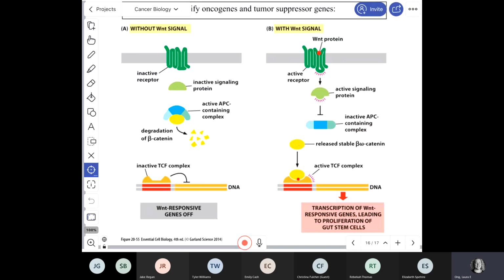So looking at all these different colored blobs, Wnt, the receptor, the signaling protein, the APC complex, beta catenin. For those, everything I'm putting a check mark. Take a couple of minutes and see if you could classify those as proto-oncogene or tumor suppressor gene.